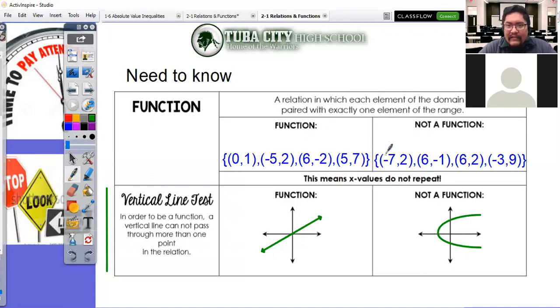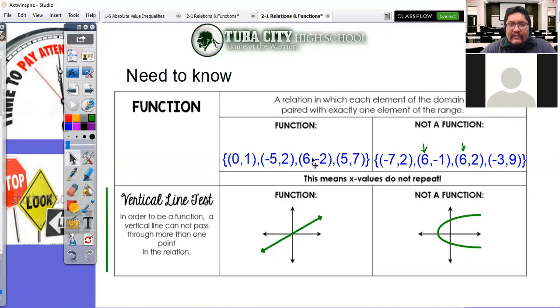When is something not a function? Well, let's look at the X values. And remember, for this one, we're looking specifically at the X values. So -7, 6, 6, -3. In this case, we have 2 repeats of 6. And that means that it's not a function. So a function cannot have its X values repeat themselves. I can explain this a little bit more, but for now, that's what you need to know: X values cannot repeat themselves.